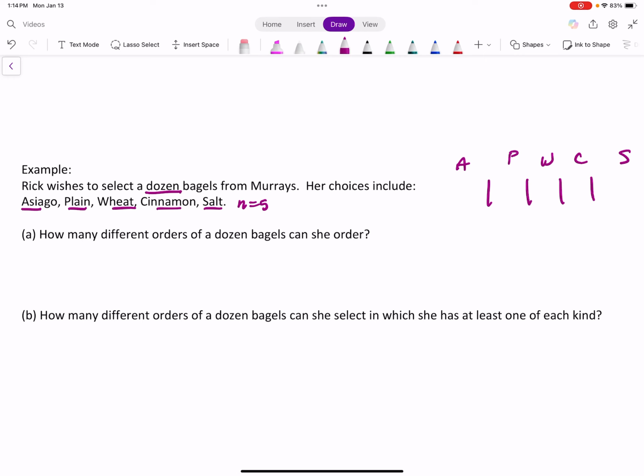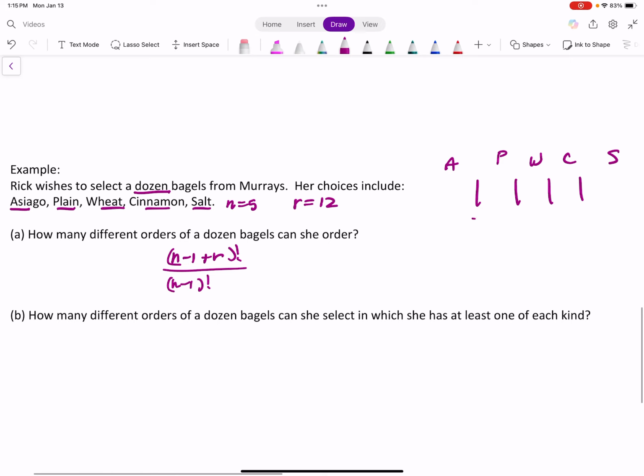All right, so how many ways can she order a dozen bagels if we have the 5 different types? So again, we would say n minus 1 plus r factorial over n minus 1 factorial, right? Because these bars are indistinguishable and the 12 balls are indistinguishable. Divided by r factorial, sorry, that should say r factorial at this point. And then we'll write it. Or 5 minus 1 plus 12 factorial over 5 minus 1 factorial and 12 factorial.